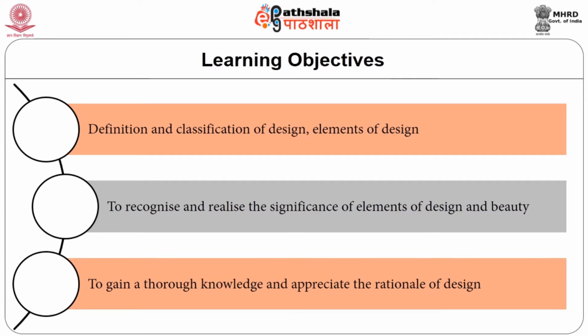Each of the basic elements is well defined and a unique feature for every art object. The entire class of elements, that is line, form, shape, space, light, pattern and texture, should be studied together because they function interdependently. An understanding of the role of each of these elements helps to predict the impact of the design or style to be created. The main objectives of this study would be, first, to understand the role of elements of art in creating a design. Second, to recognize and realize the significance of elements of design and beauty. Third, to gain a thorough knowledge and appreciate the rationale of design.